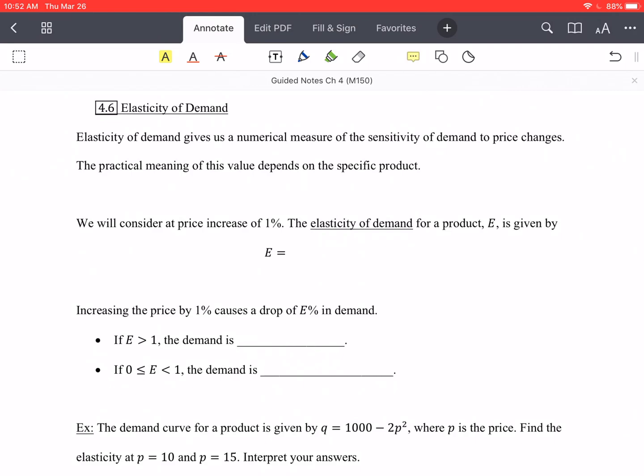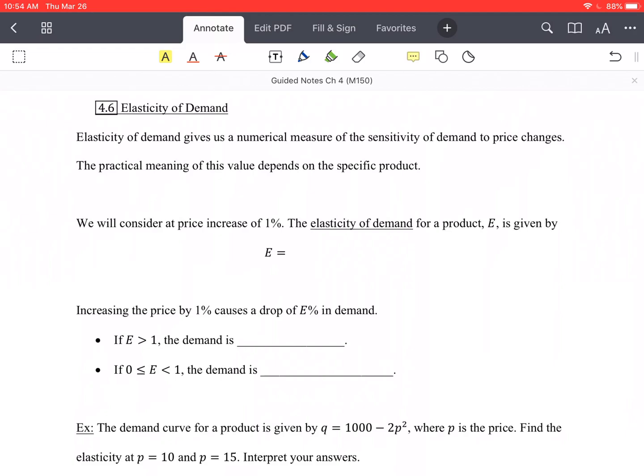Generally, products that are not very sensitive to price changes are essential products. One great example of this is gas prices, right? Notice that gas prices continually go up and up and up, and yet we keep buying gas because it's an essential product. So the demand is not going to drop very much for gasoline, even as price increases.